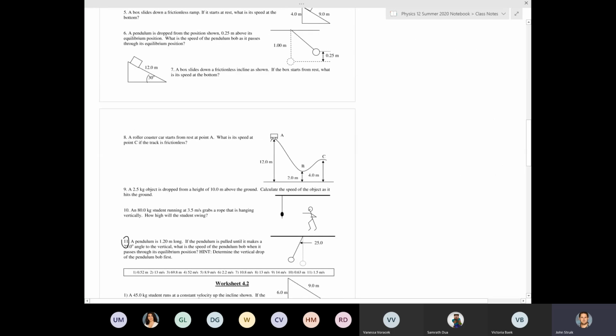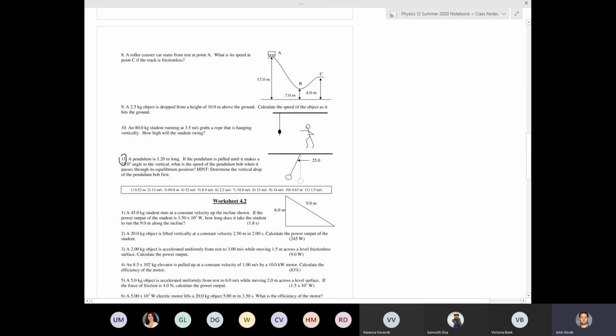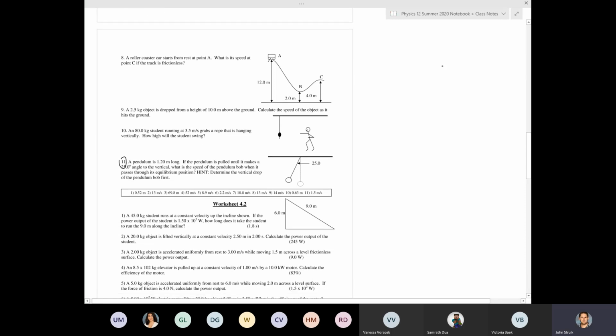Okay, number 11. The pendulum is 1.2 meters long. If the pendulum is pulled until it makes a 25-degree angle, what is the speed of it when it's dropped? In this case, we need to draw out what it looks like. When it's just hanging, it's 1.2 meters long. And then it's pulled this way. It's still 1.2 meters, from here to here. And this angle is 25 degrees.